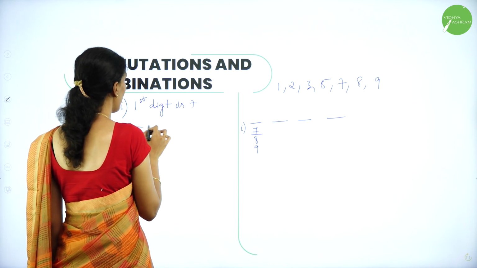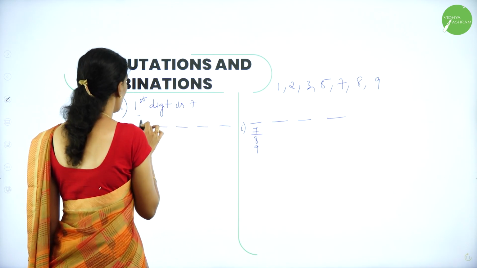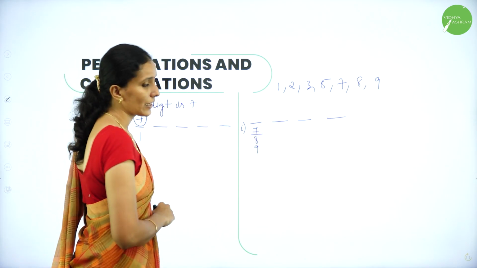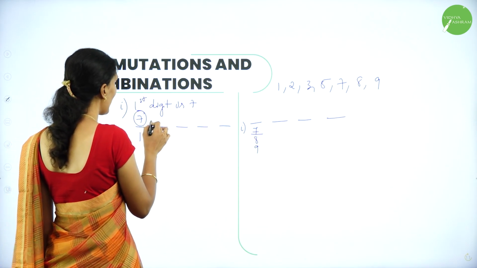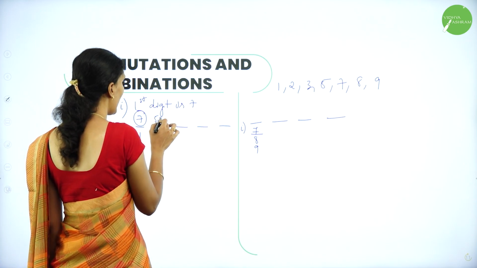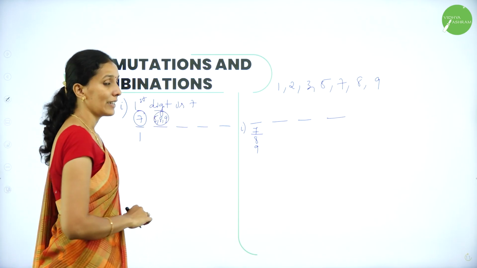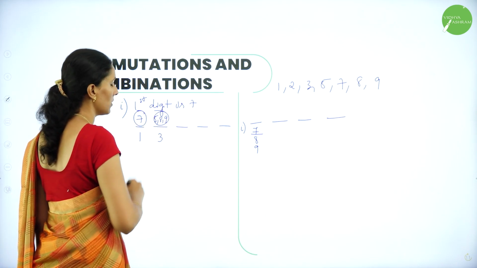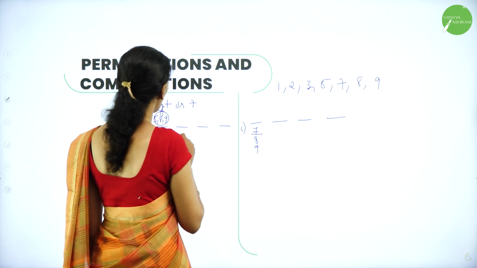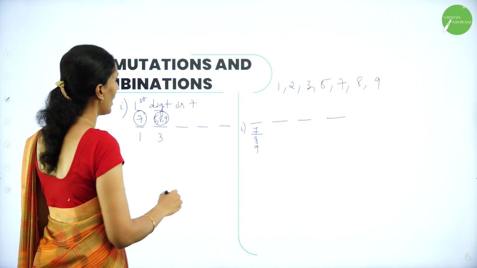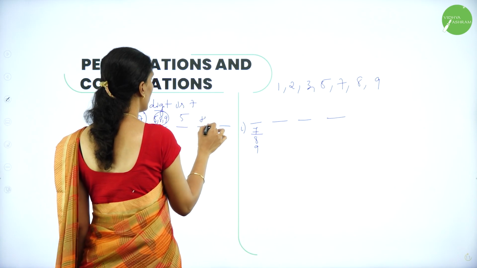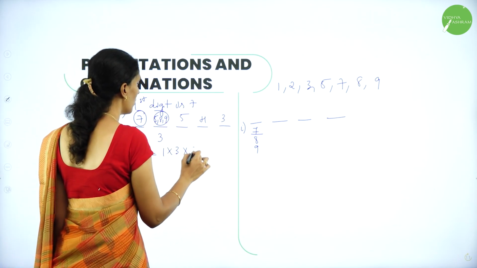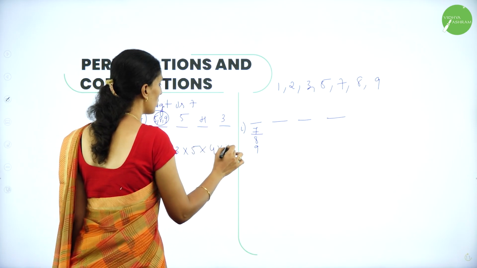If the first digit is 7, I have only one choice left. And for 75,000, here I have the options 5, 8, 9. It must be greater than 75,000, so here I can choose 3 numbers. Now 2 numbers are gone, so we are left with 5, 4, 3 numbers. So here I have 1 into 3 into 5 into 4 into 3.